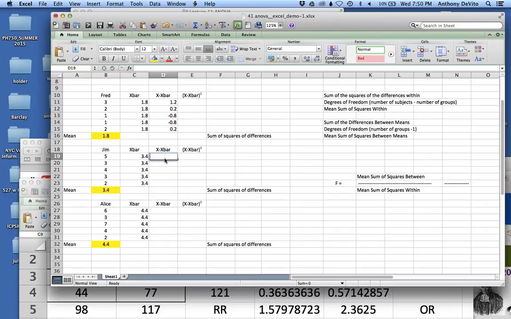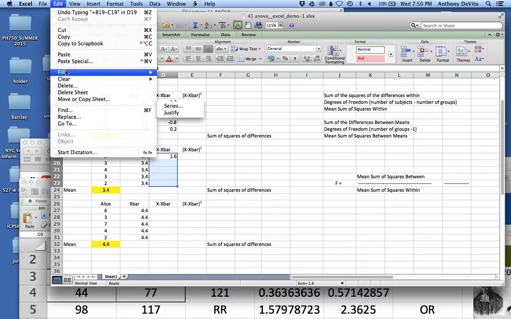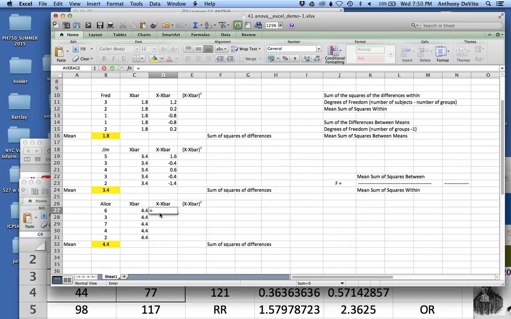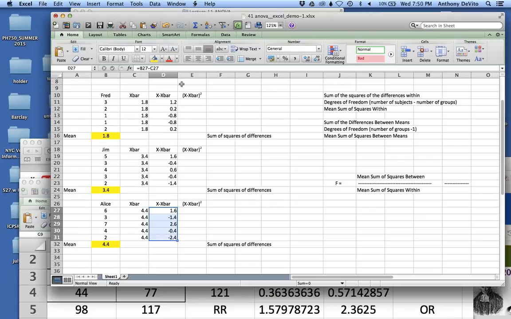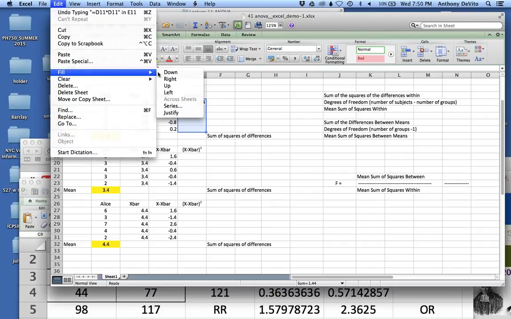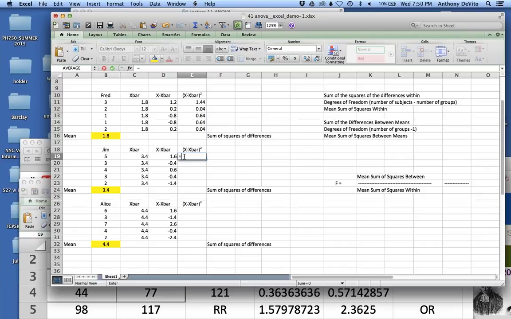Okay, and I'm going to do the same thing here. Look familiar? We did this the first week, didn't we? Descriptive statistics, we calculated the variance. I could have used the variance formula as well if I wanted to. Okay, and now what do I do with that? I square each one of these values because I've got to get rid of the negative numbers. And I'm going to fill down. You do the same thing here.